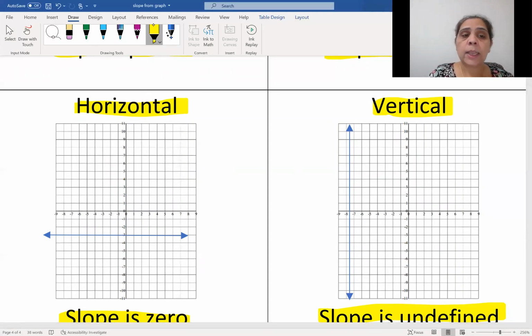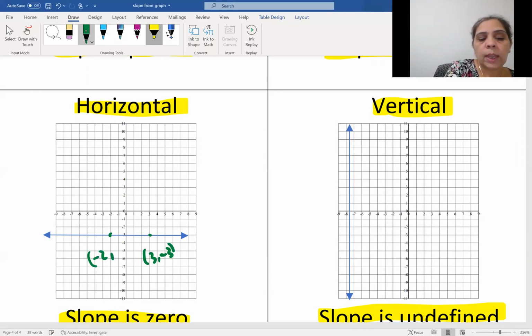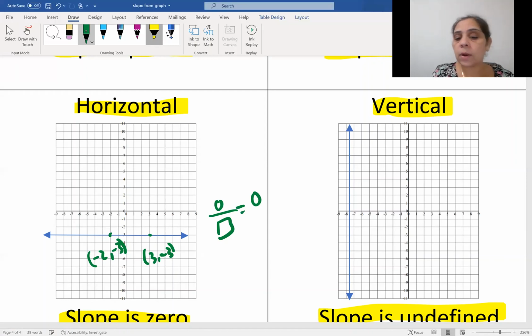They switch. In that case, what you can do is take any 2 points, right? You can write down what the 2 points are. We have x is 3 and y is negative 3. Here you can say x is negative 2 and y is negative 3. So you can see the y coordinate is the same, right? So you will get 0 over something. 0 over something, slope must be 0. Same thing here, you can take any 2 points on this graph and find slope from 2 points.